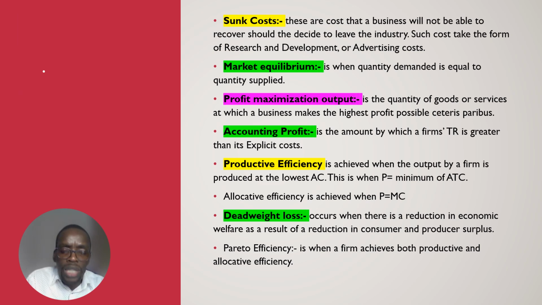Okay, and that quantity, that point at which the business is going to realize the highest amount of profits, is what is called the profit maximization output. Now, it can briefly be explained using what I'm going to draw here.